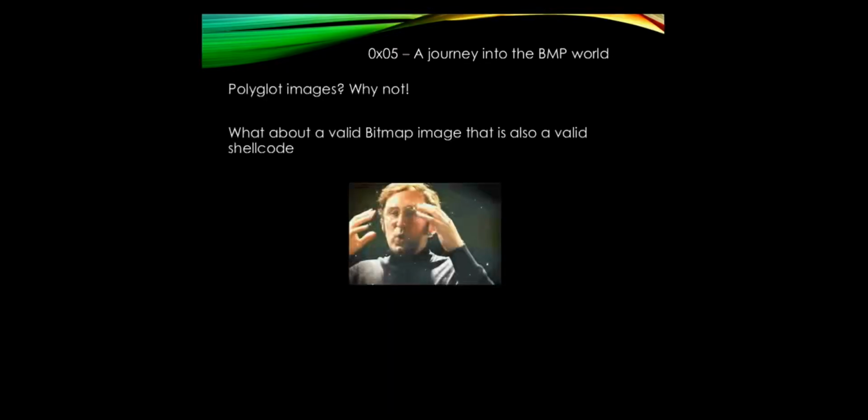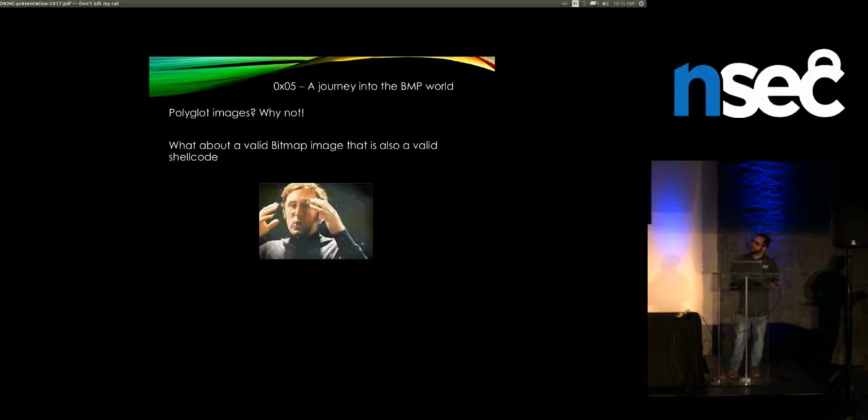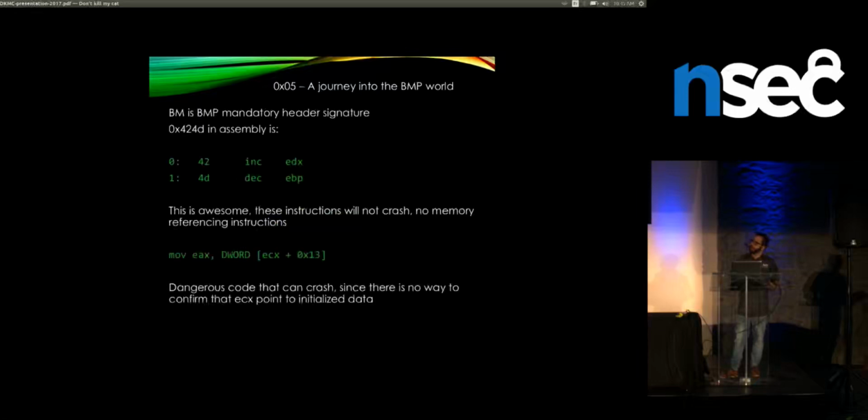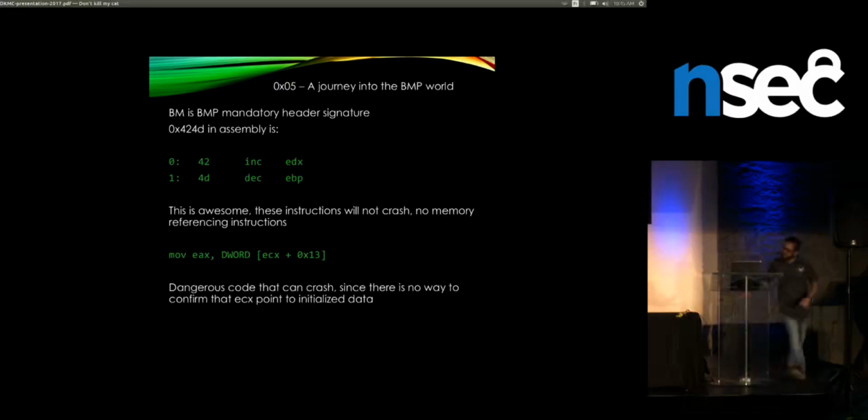So what about trying to see what we can do with those bytes and make sure that they may be executed as a malicious payload? If you look at the BMP from an assembly perspective, if you convert these into the instructions used by an Intel CPU, it's going to be converted to, I don't see, increment EDX and decrement EBP.